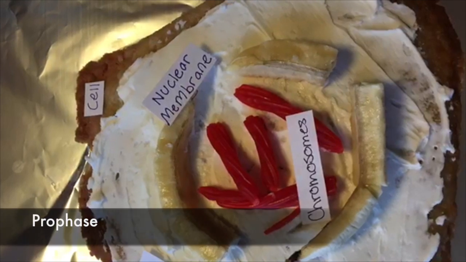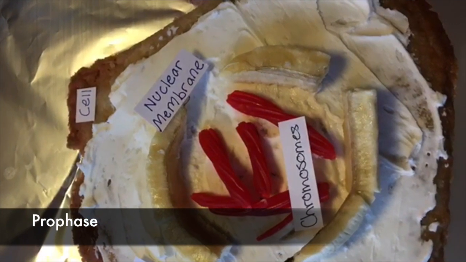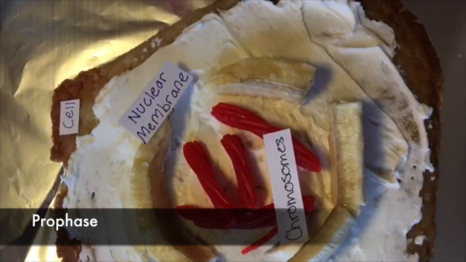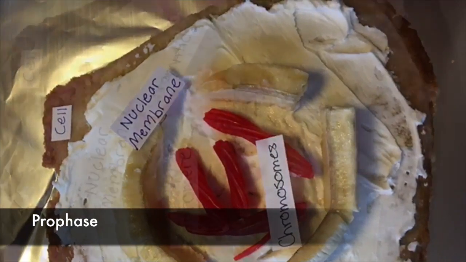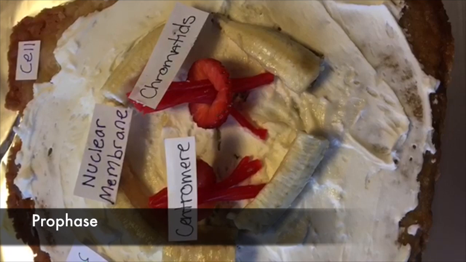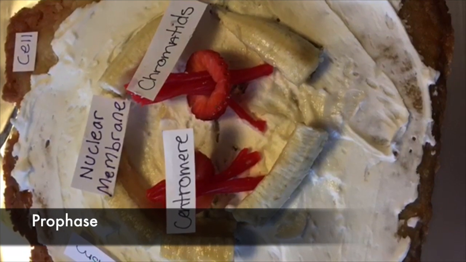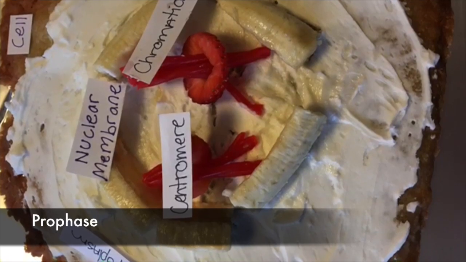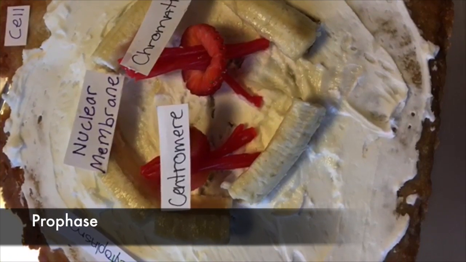This is the beginning of prophase. It is where the DNA begins to form chromosomes and the nuclear membrane begins to disappear. The chromosomes continue to condense. Eventually they form sister chromatids, which is an exact pair of chromosomes. The nuclear membrane also continues to disappear.